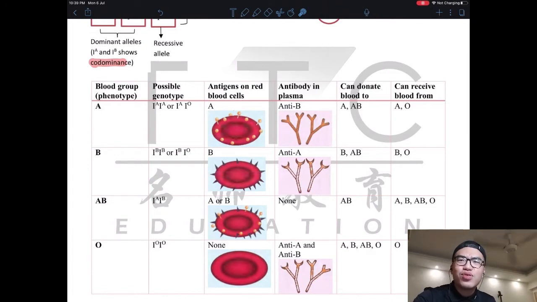Okay, I doubt many of you don't know. Okay, so how do they work? Let's say now I'm blood type A.